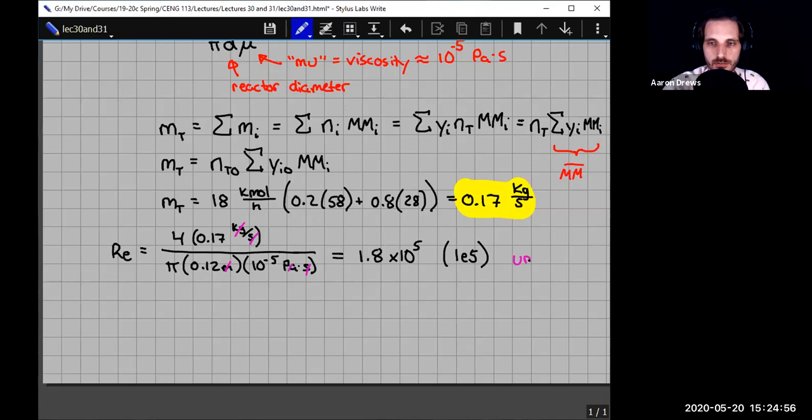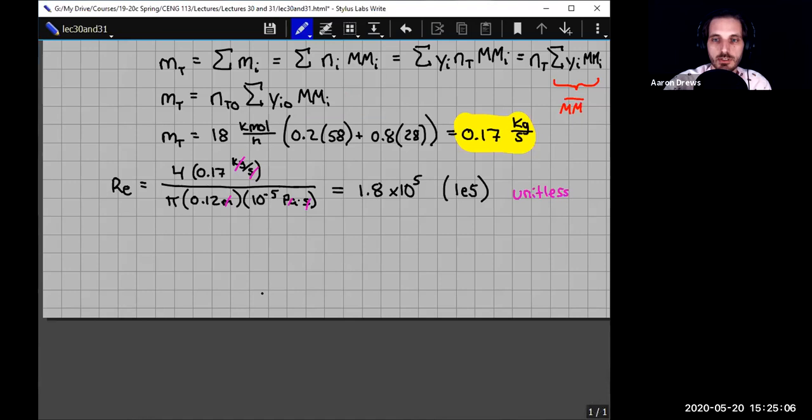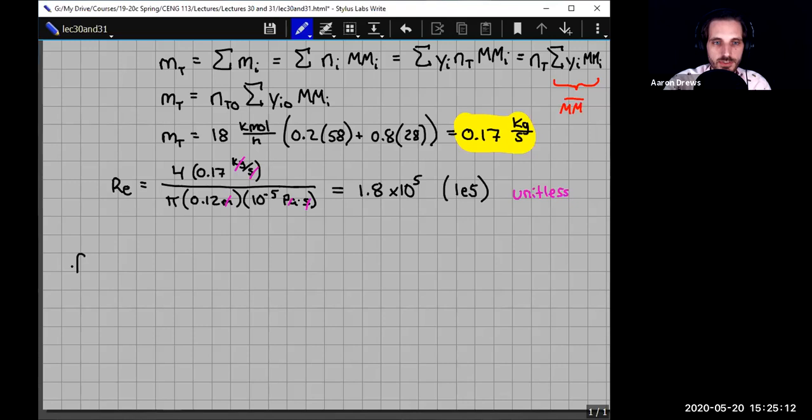Don't feel bad for it, though. It's very important. It more than makes up for its lack of units. Don't feel bad for the Reynolds number. It's used everywhere. So that gives us everything that we need for F sub P.